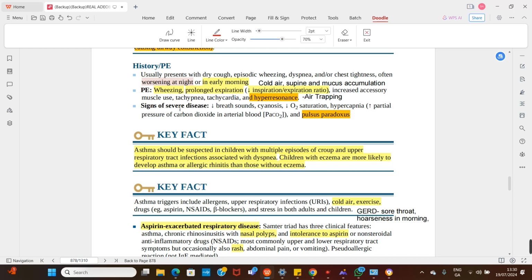So what are the signs of severe disease? The way to look at severe disease is to know that there's already respiratory muscle fatigue. All these compensatory things that you are seeing will not be there again. The increased tachypnea, the tachycardia, the accessory muscle use, they will reduce, because the individual is already getting tired. Because the respiratory muscles are fatigued, the person cannot take in more air.